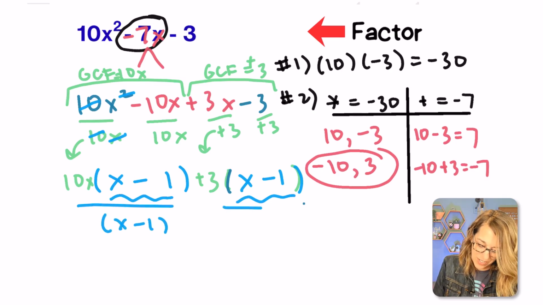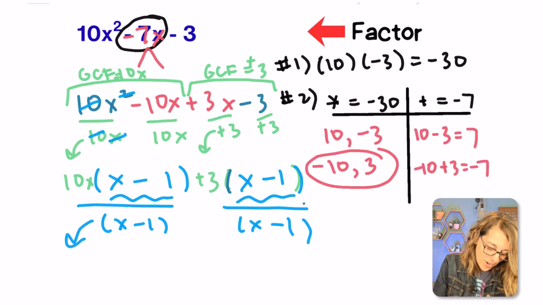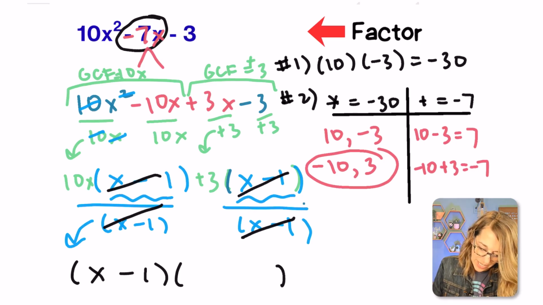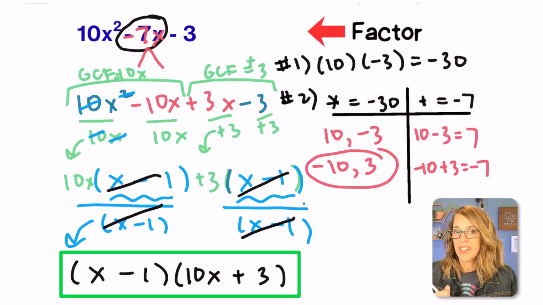I'll show you this step here since I've got more room. We're really dividing that out, and I can record that now out in front. I'm going to do this in black. X minus 1. Canceling those, and I'm left with the 10x and the plus 3. I've got one more for you.